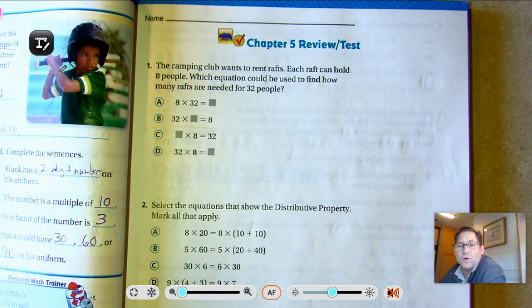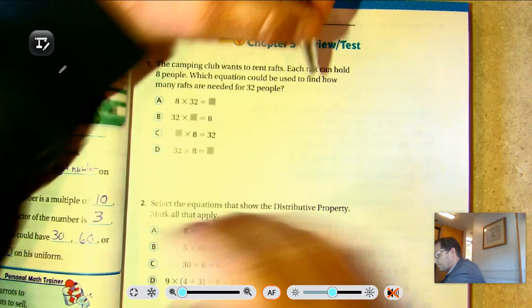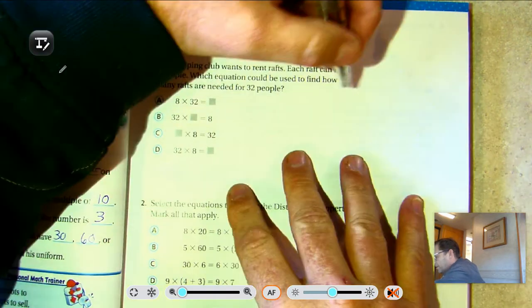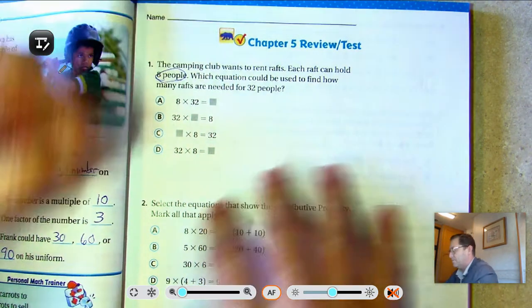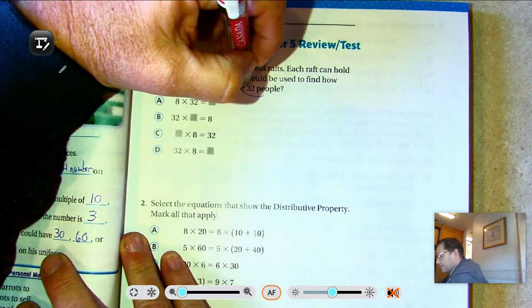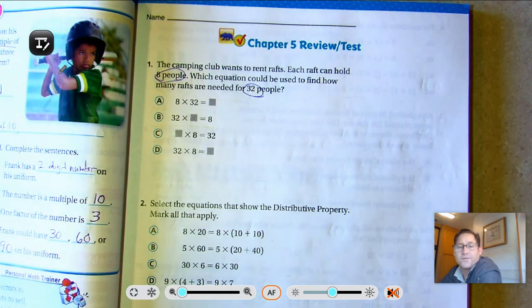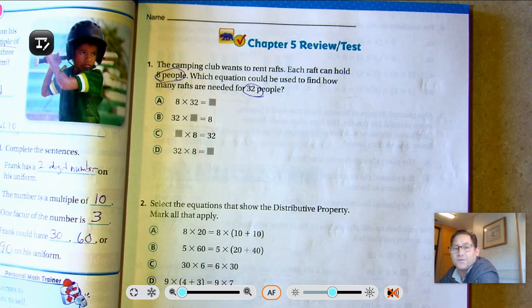The camping club wants to rent rafts. Each raft can hold 8 people. Which equation could be used to find how many rafts are needed for 32 people? All right, so we know that each raft can hold 8 people. They need to hold 32 people. They need enough rafts for 32 people.